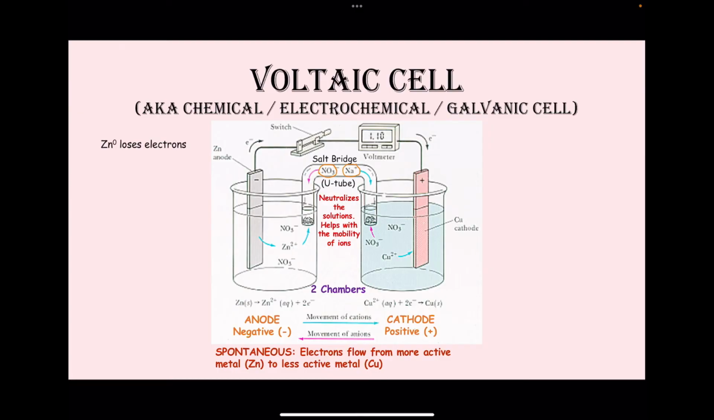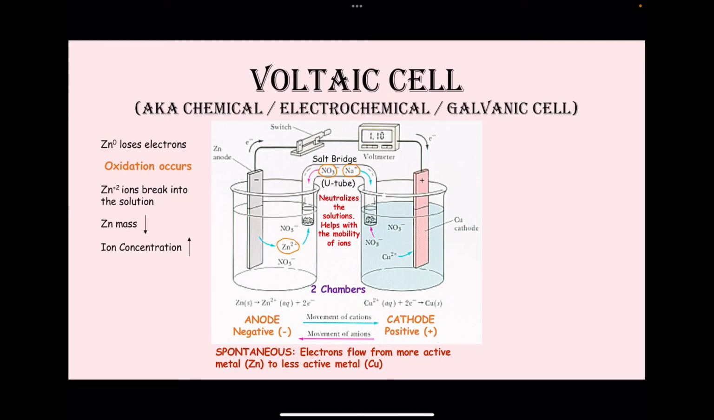So when that happens, the zinc is losing electrons. So zinc in the elemental form, or the neutral state, when it loses electrons, that means oxidation occurs at the anode. And as the zinc is losing its electrons, the Zn2+ cations that are left on the electrode are going to break into the solution, as you can see here. As they break into the solution, it becomes more positively charged.